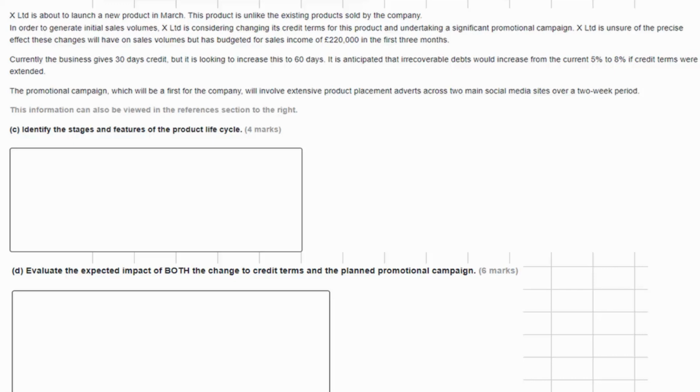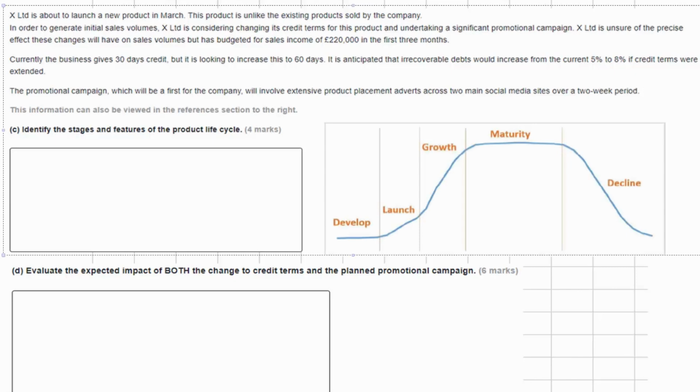So for part C of the task, it asks us to identify the stages and features of the product life cycle, and there are 4 marks available for that. So here's the product life cycle diagram that we have in our learning materials. And notice that there are 5 stages, so that's more than the 4 marks that have been awarded for this part of the question. And sometimes you even see this with 6 stages. But anyway, let's have a look at the 5 stages we've got here.